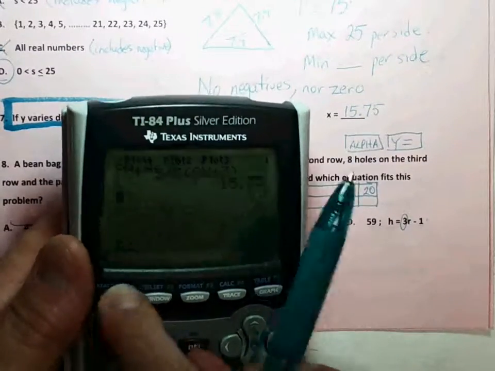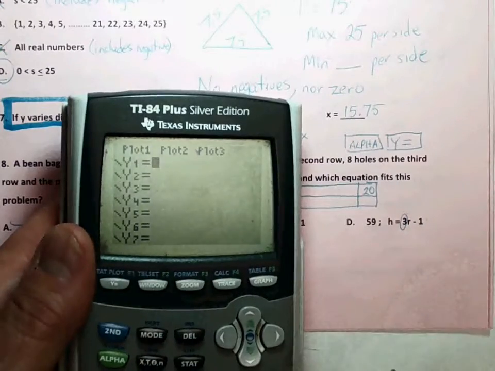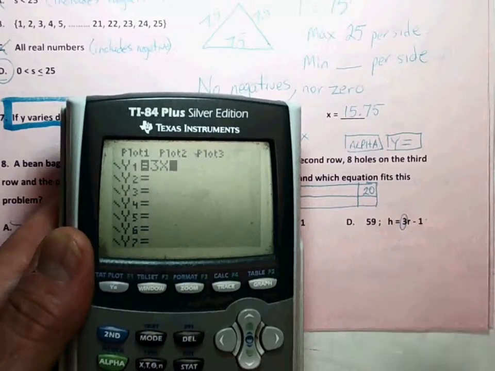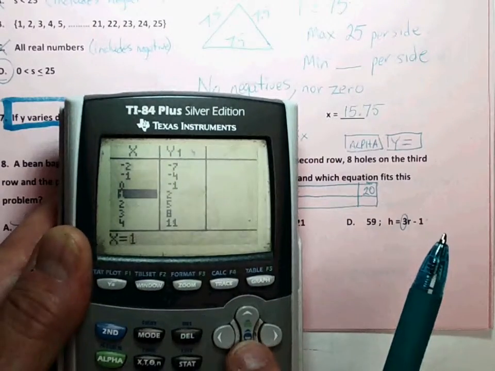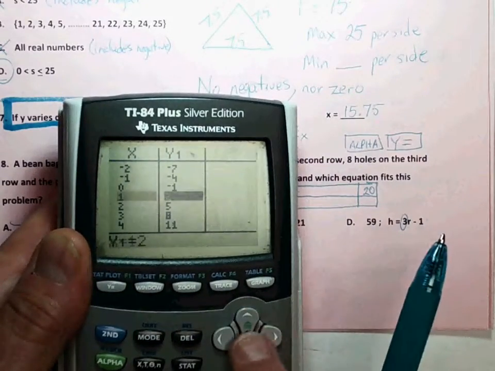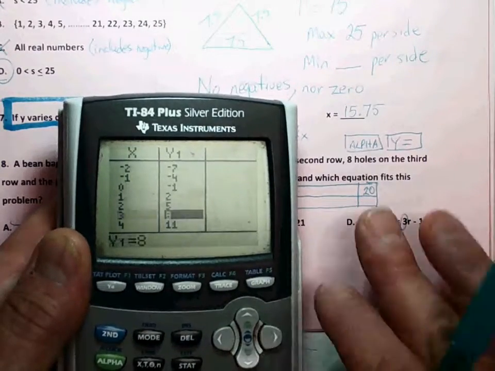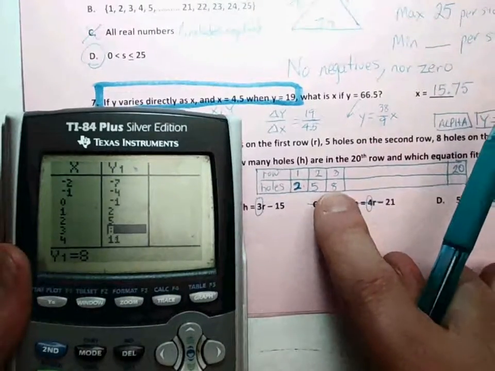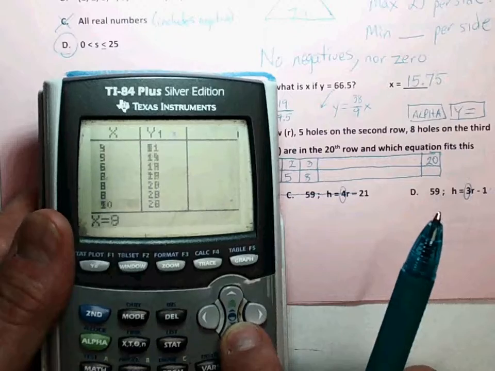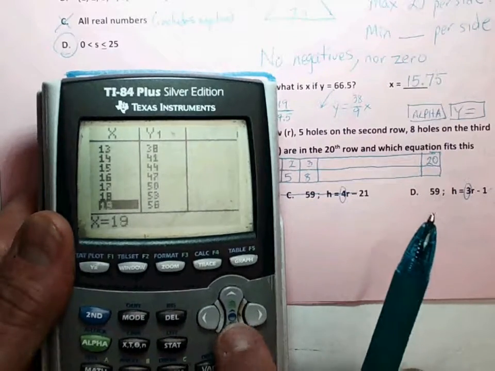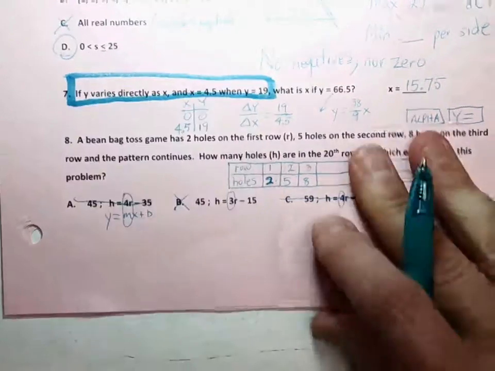And when all else fails, when you have an equation, even with different letters, come over here and type in 3x minus 1, go to your table, and say the first row has 2, the second row has 5, the third row has 8, just like they tell us. And if we go down to the 20th, we can see that it's 59. The answer choice is D.